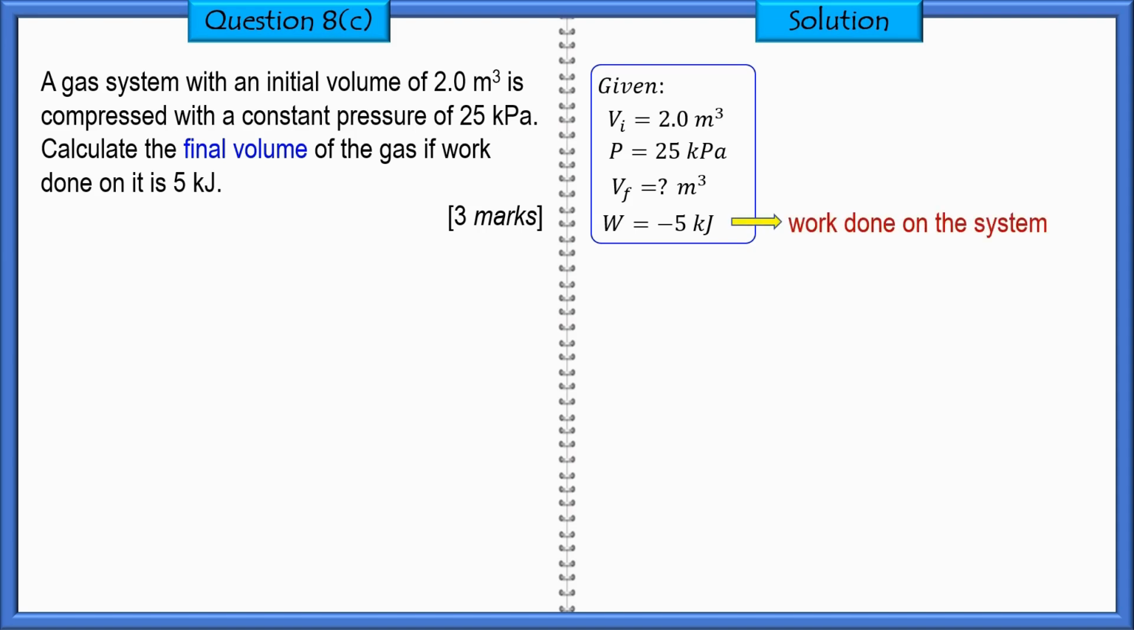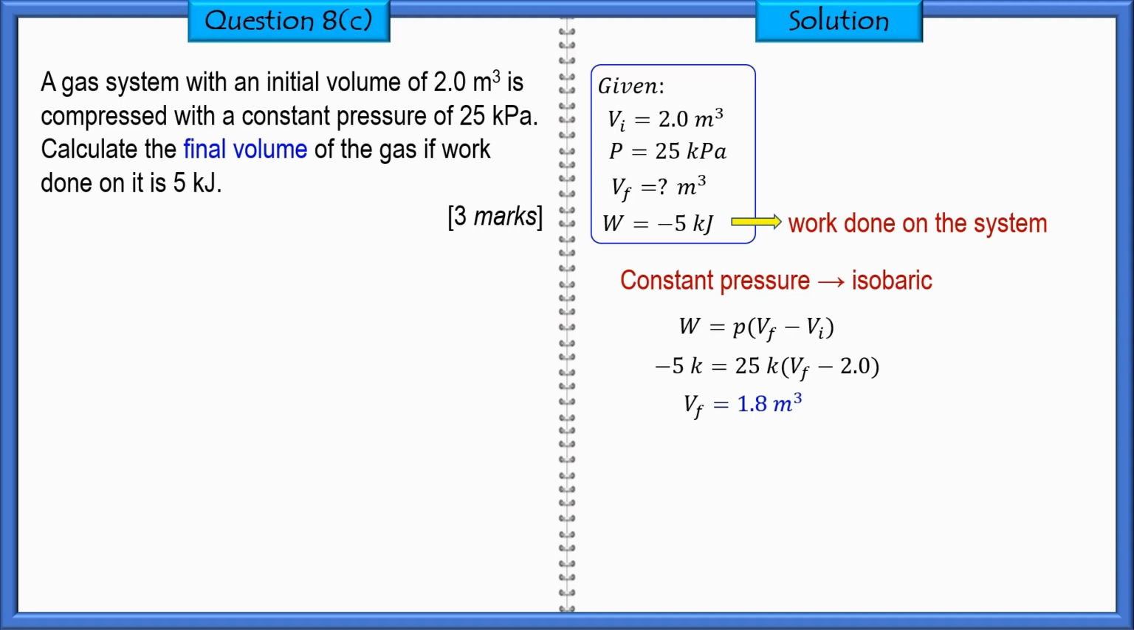Because of that, when we want to calculate the final volume, we know that this is a constant pressure process. If constant pressure, it is isobaric. We will use the equation for work done for the isobaric process, which is equal to P times V final minus V initial. And for our work done, you're supposed to substitute the negative sign because the work is done on the system. The initial volume is 2. When you calculate, you will get that the final volume is equal to 1.8 meter cube.